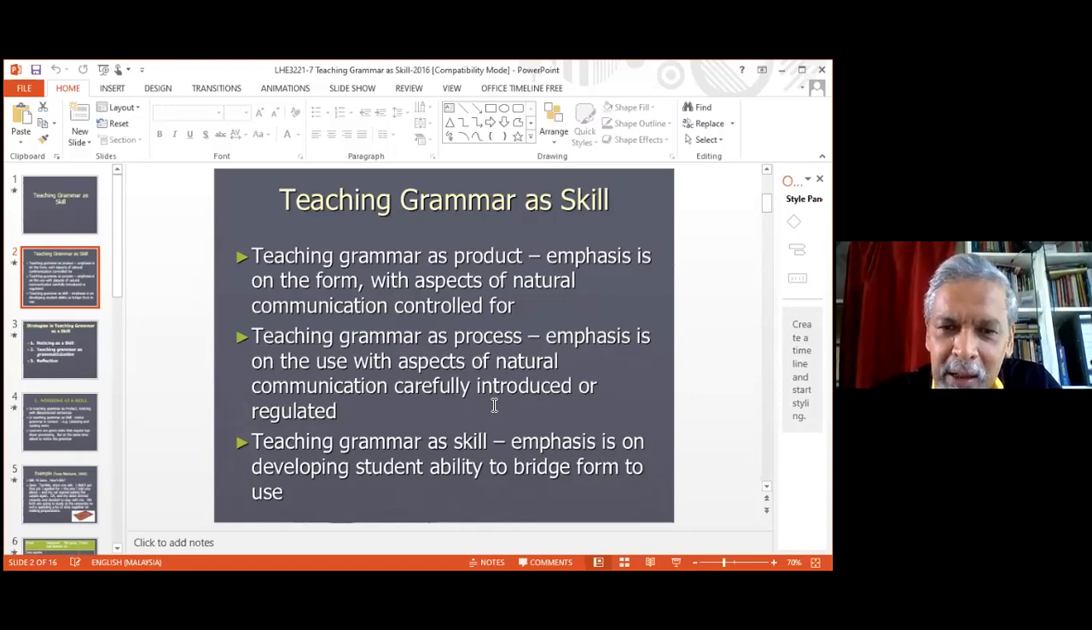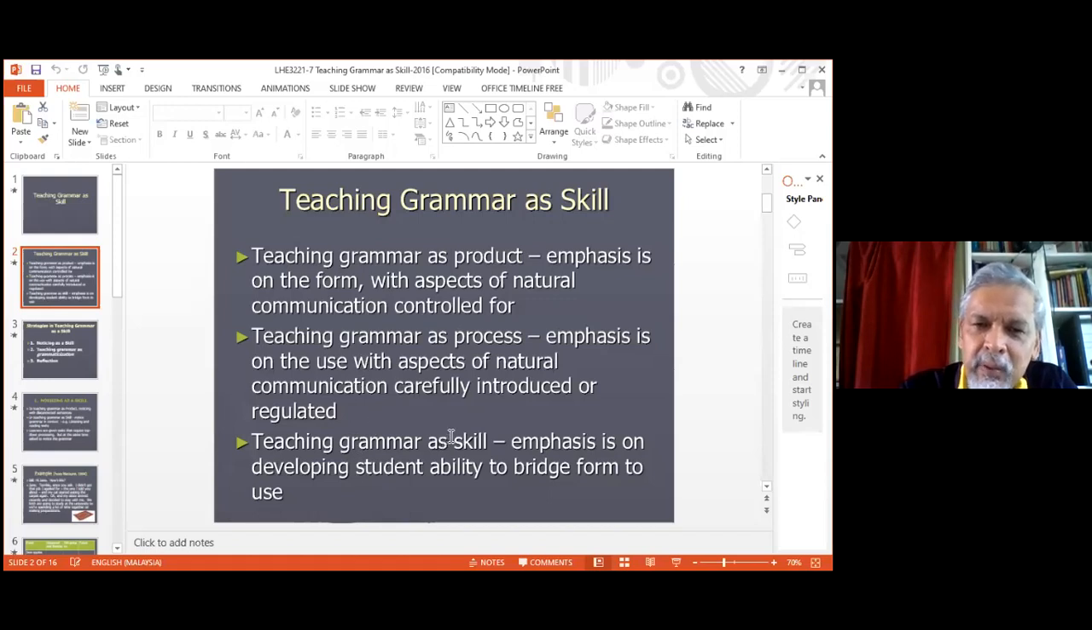So this is regulating aspects of natural communication. And in natural communication also sometimes we talk about things that we are not very familiar with. So we can also regulate familiarity and also topic. So what does teaching grammar as skill offer? It offers an emphasis on developing student ability to bridge form to use, bridging this and this. That's why I said that teaching grammar as skill is as if it comes second in a diagram, but it can happen anytime.